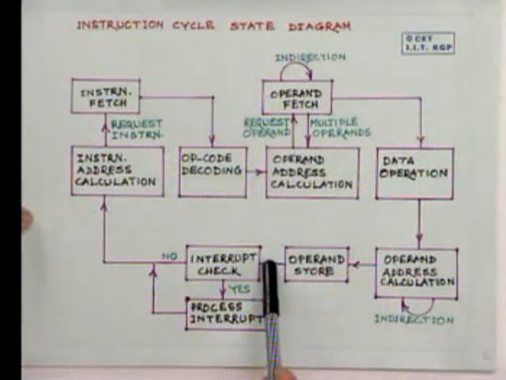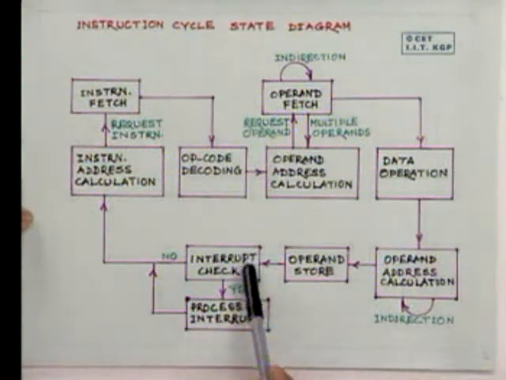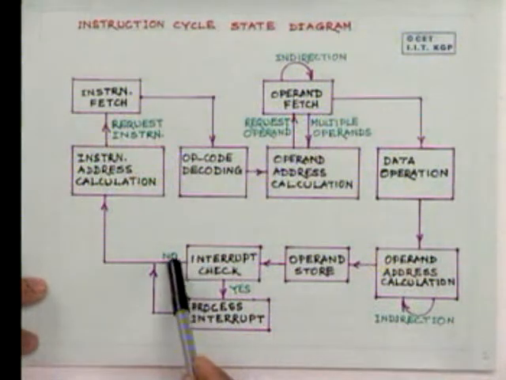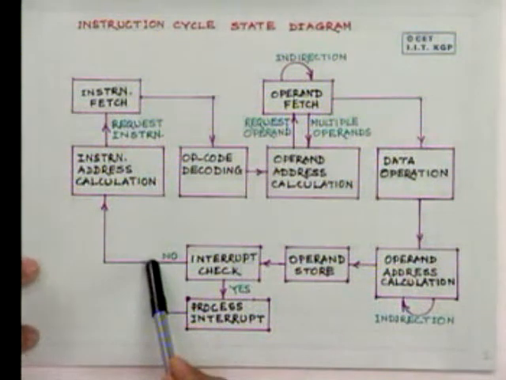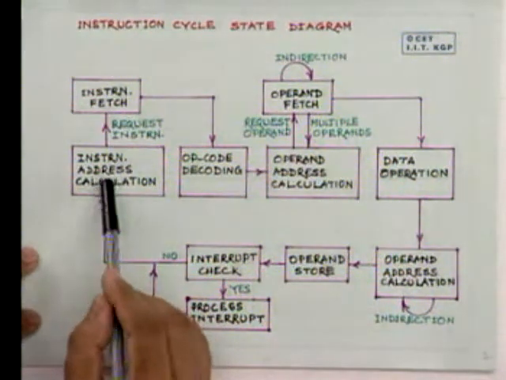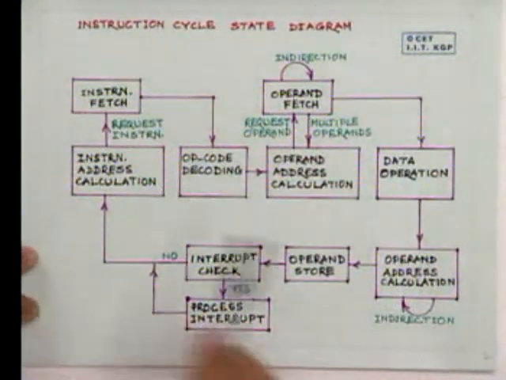On completion of that operation, the IO device may interrupt the CPU. Then the CPU will check whether there is any interrupt or not at this point, after that instruction execution is over. If there is an interrupt, then the CPU should process the interrupt. If there is no interrupt, then it comes over to here. On processing the interrupt also, the control comes back over to here, and then we go for instruction address calculation for instruction fetch once more. And the entire cycle continues.